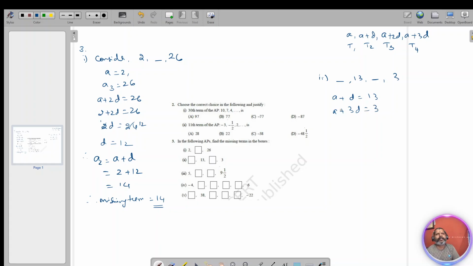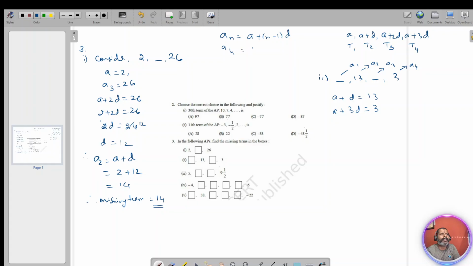See, understand here. This is the first term. This is the second term. This is the third term. This is the fourth term. So the fourth term is a plus 3d. How do you know that? You substitute in this formula: an is equal to a plus (n minus 1) into d.